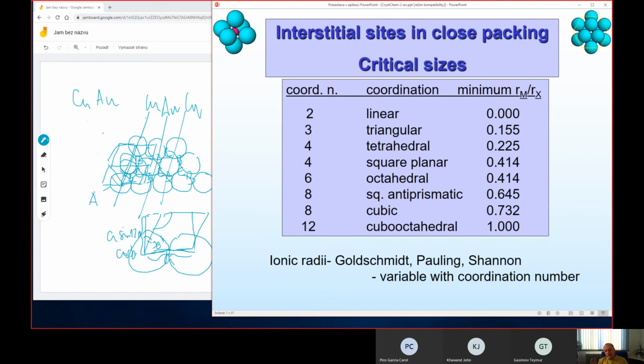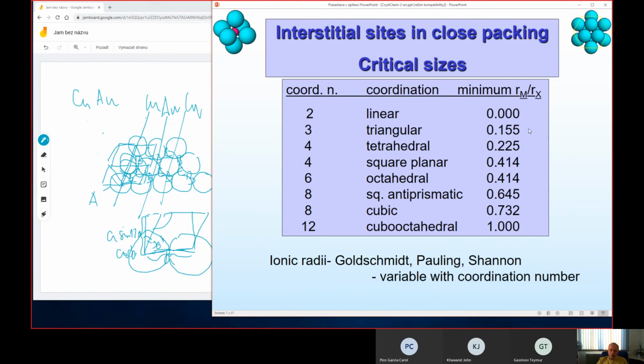In such a case, we would have some local distortion of the coordination polyhedron. So some atoms would be approached, and some others would be displaced out from the central atom. So the symmetry would be lowered if the atom was smaller compared to this optimal ratio.